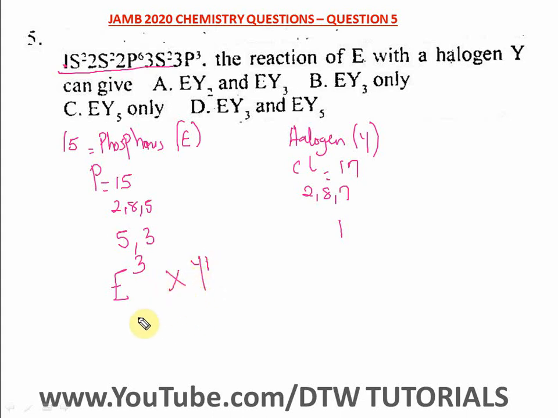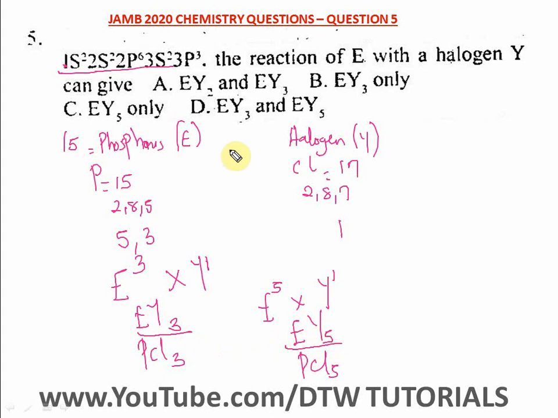So if this cross multiplies, you have EY3. Now if this reacts with a valency of 5, remember halogens also still have valency of 1. When they cross multiply, this becomes EY5. Just as an example, PCl3 and PCl5. So this can go into reaction with EY3 and what? EY5. So our answer is option D, EY3 and EY5.